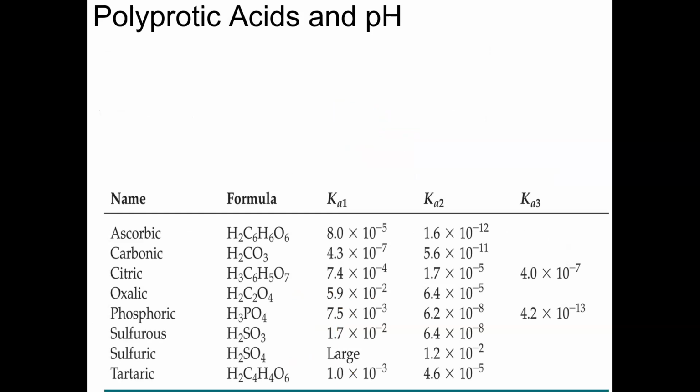Polyprotic acids and pH. So this is not really tested on the exam, but I just want you to be aware of what they are. Polyprotic just means multiple hydrogens. So instead of having one hydrogen in the acid, you have multiple. So these are all examples of polyprotic. You should recognize sulfuric acid, which is a very strong acid. Look at the K. These have multiple dissociations. You don't need to really worry about that. They're not going to ask you based on K1, K2, K3. They don't do that kind of stuff. But just be aware they exist.